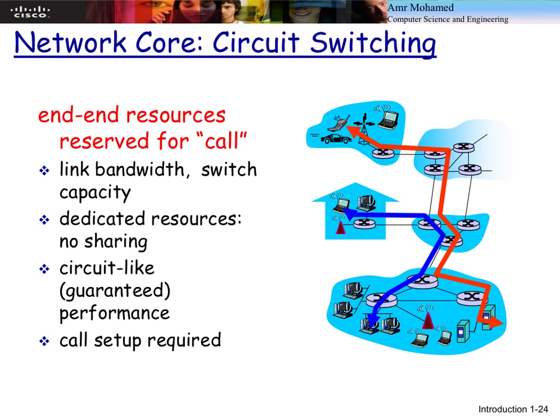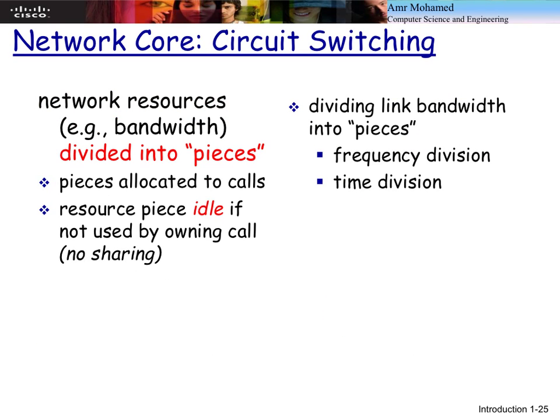Versus if you try, for example, Skype, sometimes in Skype you get the call, it gets distorted, you get pauses. Why? Because it uses packet switching. So for packet switching, you don't have any dedicated circuits, which we'll talk about. For circuit switching, the network resources will be divided into pieces, and these pieces get allocated to each circuit.